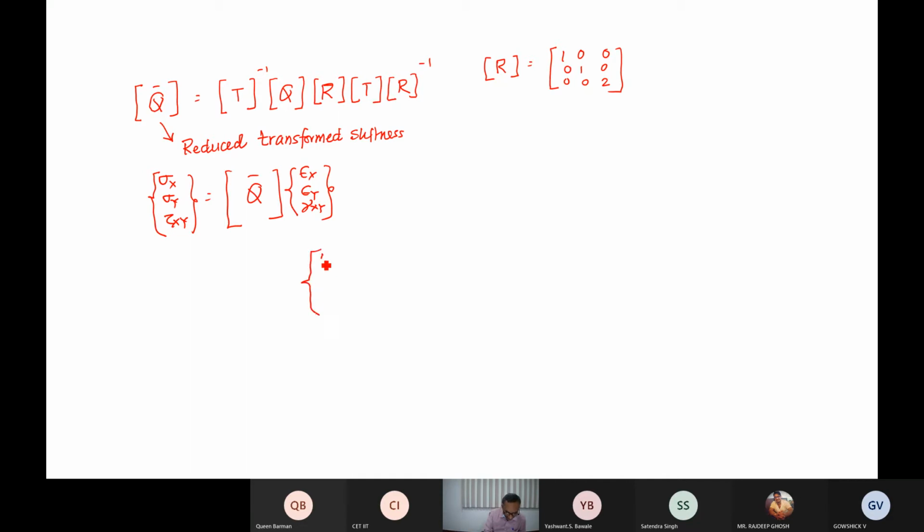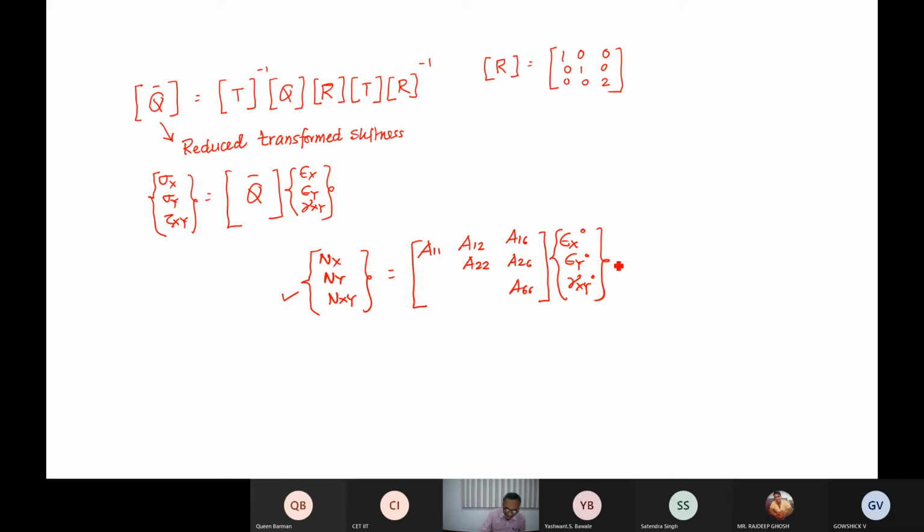Suppose Nx, Ny, Nxy is equal to A11, A12, A16, A22, A26, A66, into epsilon x naught, epsilon y naught, gamma xy naught. So naturally, if this is given and you have to find out this, you have to take the inverse. That is the general procedure.